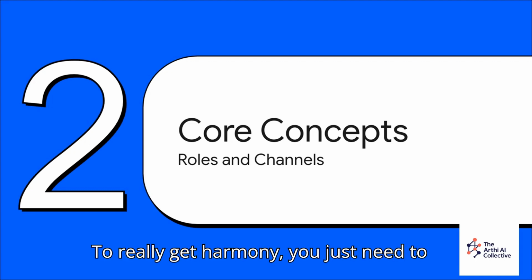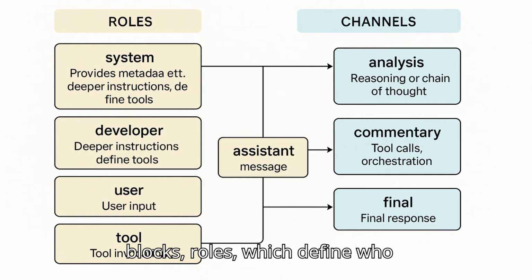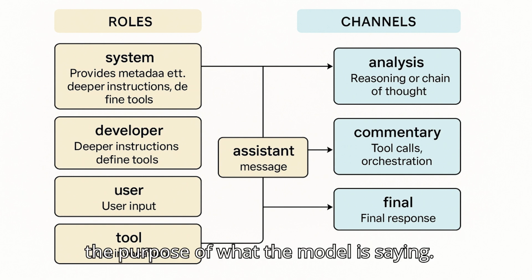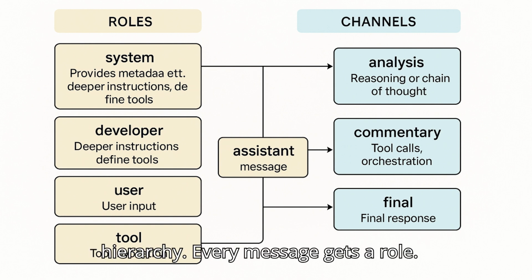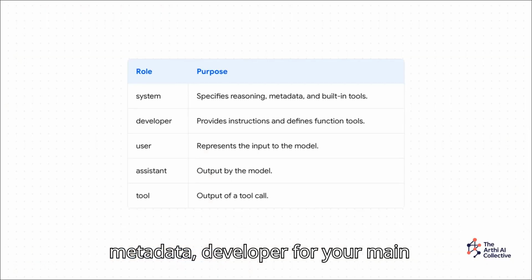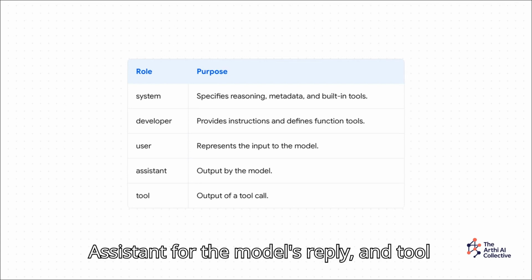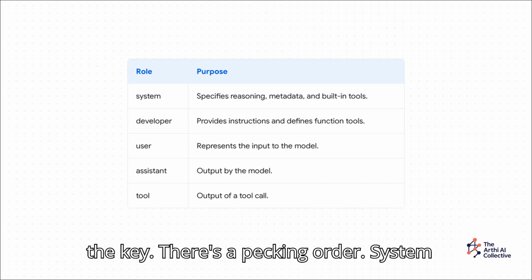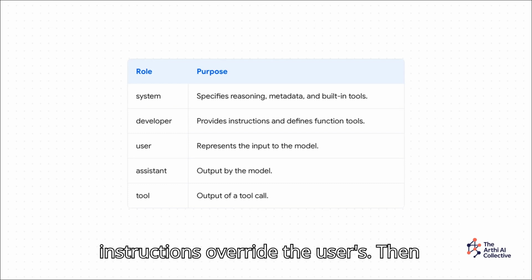Okay, so how does this whole thing work? To really get Harmony, you just need to understand its two fundamental building blocks. Roles, which define who is talking, and channels, which define the purpose of what the model is saying. Now, what's really important here is the hierarchy. Every message gets a role. You've got system for the high-level metadata, developer for your main instructions, user for their input, assistant for the model's reply, and tool for the output of a function. And here's the key. There's a pecking order. System instructions will always override developer instructions, and developer instructions override the user's.